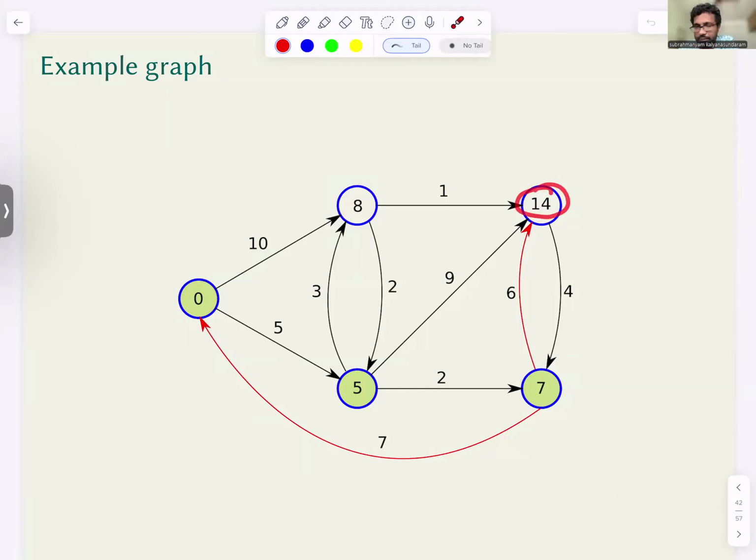Whereas over here, 7 plus 6 is 13, which is smaller than 14. So that will be updated to 13. So now the parent pointer of 13 also will be updated to this vertex.